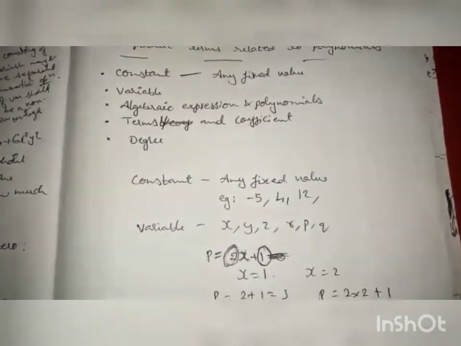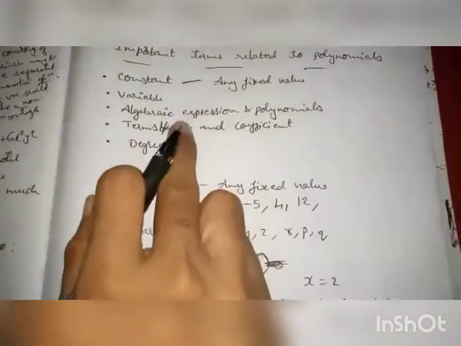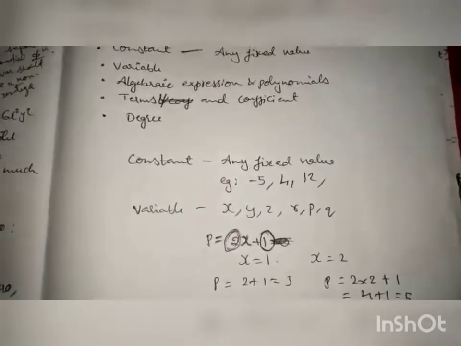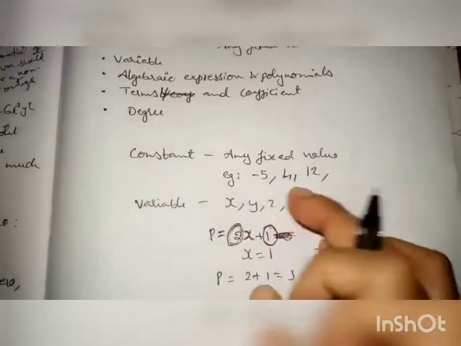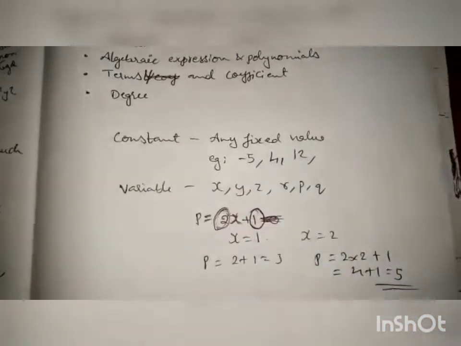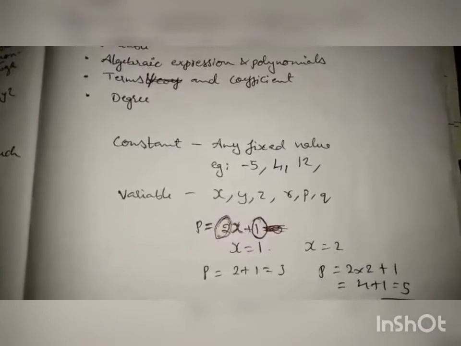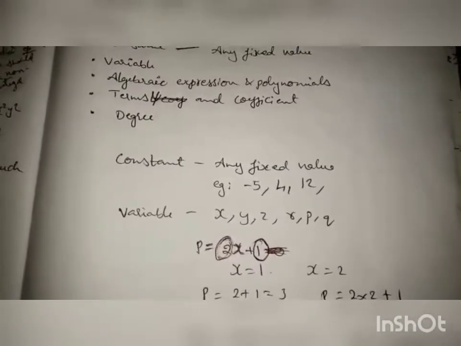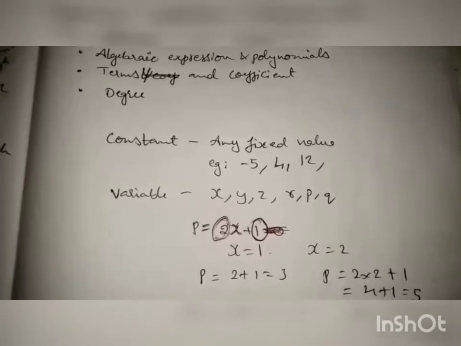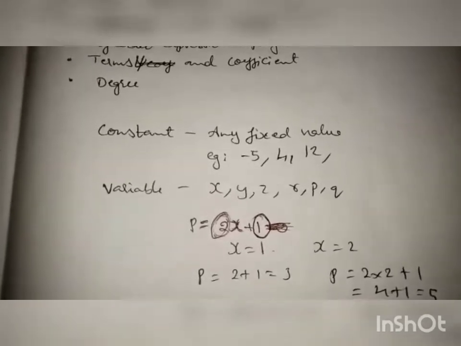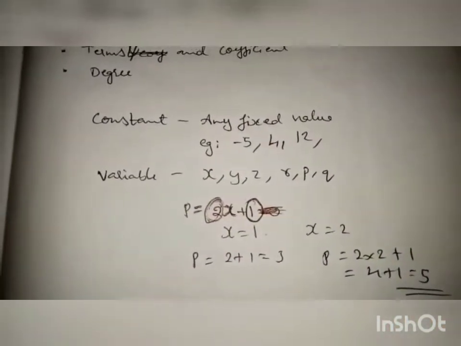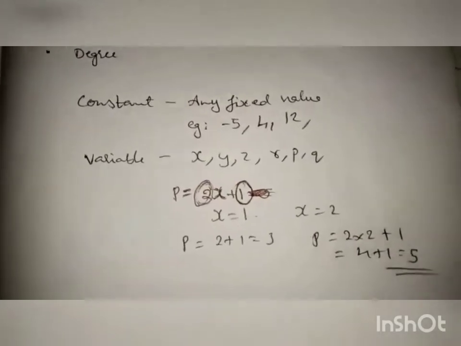Algebraic expression. So what is algebraic expression? Algebraic expression is a mixed combination of constants, variables, and mathematical operations. Mathematical operations like plus, minus, multiplication, division, those are all mathematical operations, right? So an algebraic expression is a combination consisting of constants, variables, and may or may not be separated by mathematical operations.